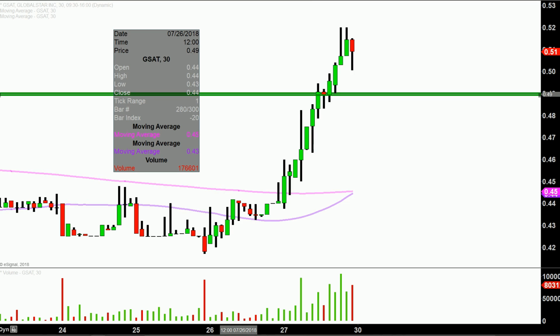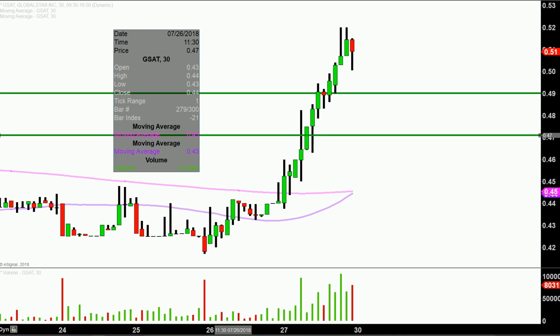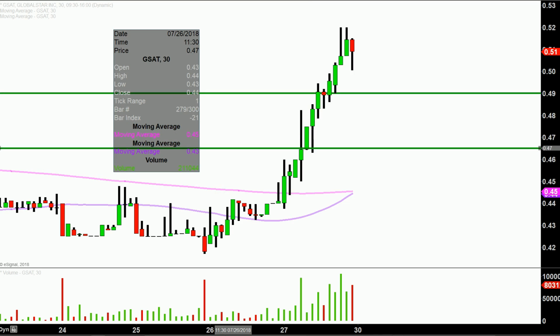Next level of support after that would be this previous consolidation area, and that sits down here at 46.5. So 49 and then 46.5 are going to be those two near-term levels of support.